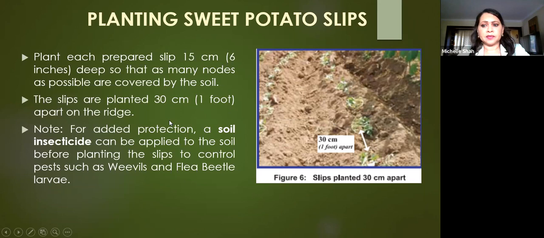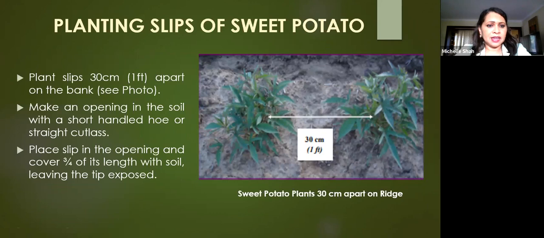Planting slips of sweet potato, again, the slips 1 foot apart on the ridge or bank, then make an opening in the soil with a short-handled hoe or cutlass. Place the slip in the opening and cover 3/4 of the length of the slip with soil, leaving the tip exposed. So these are the slips that are planted in this diagram.